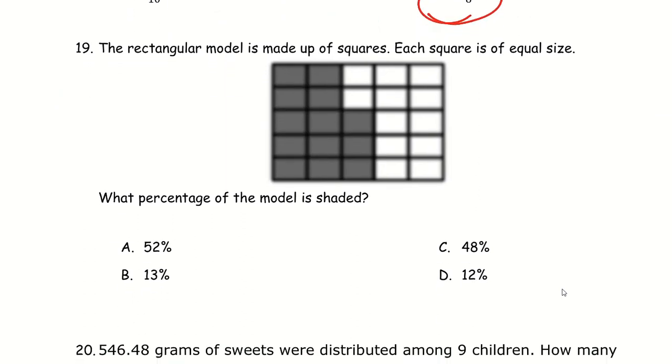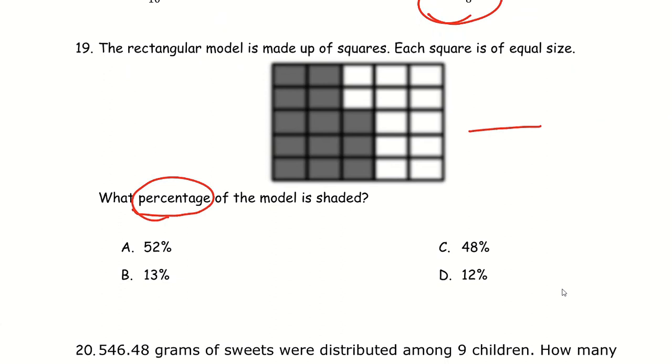Okay, the rectangular model is made up of squares. Each square is of equal size. Well, thank goodness. What percent of the model is shaded? I think we need a fraction to start with. I'm feeling like it's more than 50%. Well, it looks like it is.